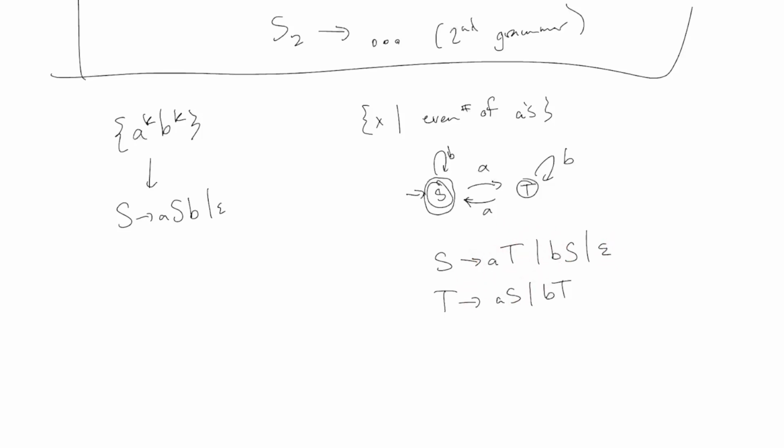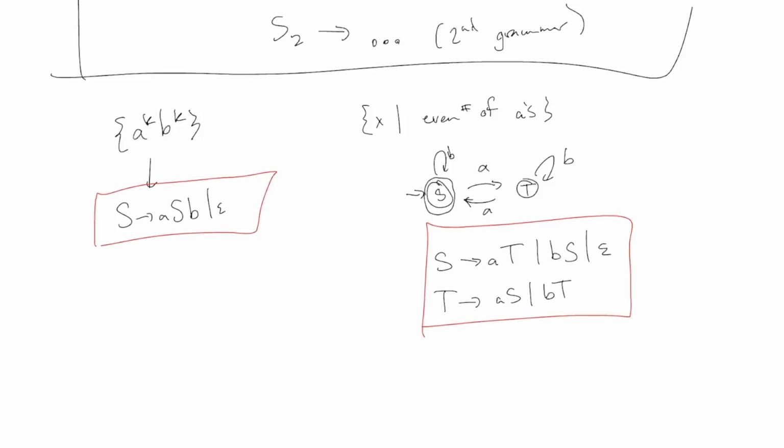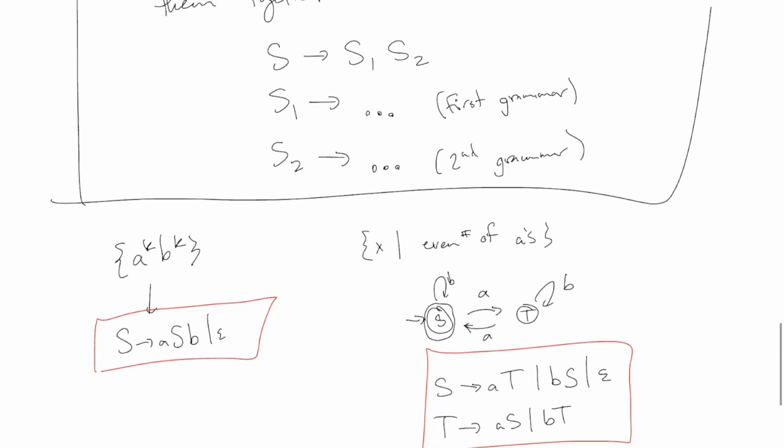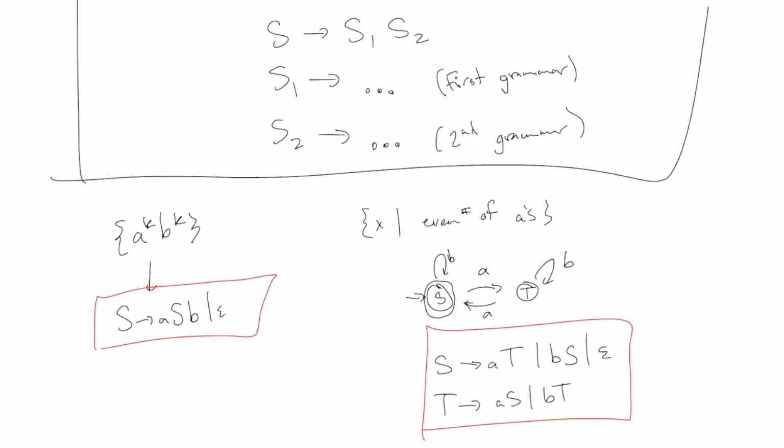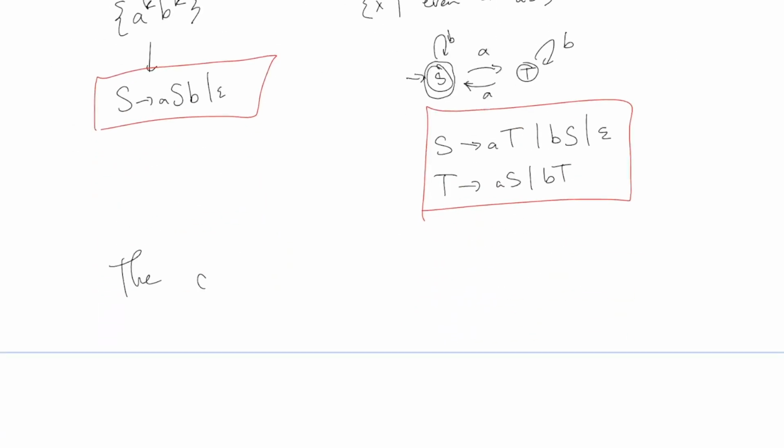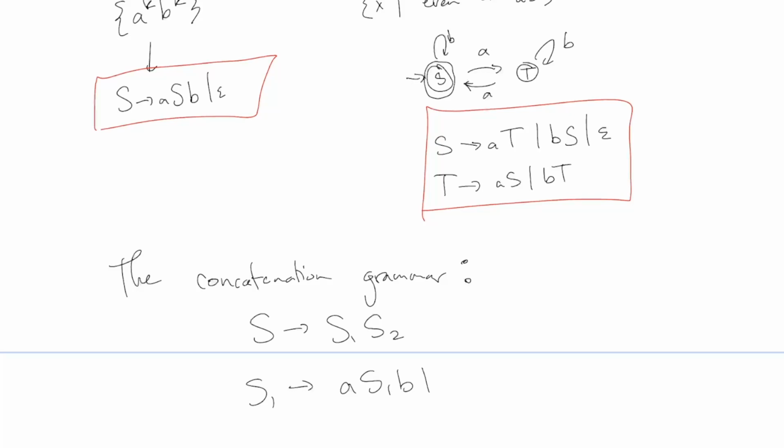All right, so I have two grammars anyway. This may take you a few minutes to work out each little part, and my final answer will be the combination of these two things in the way that I said up at the top there. S goes to S1 S2, and then S1 goes through the first grammar, S2 goes through the second grammar. So the concatenation grammar: I begin by just saying S goes to S1 S2, and then S1 is the first grammar, so I go aS1b or epsilon.